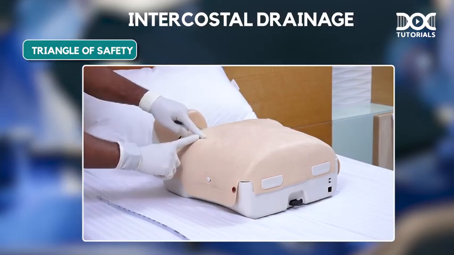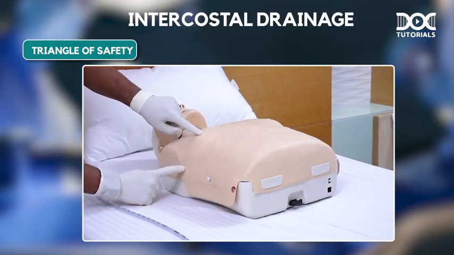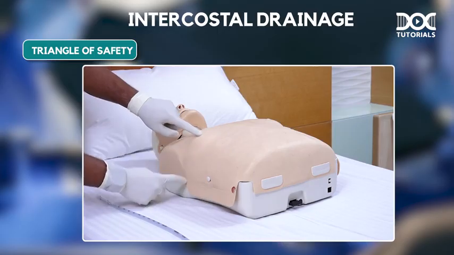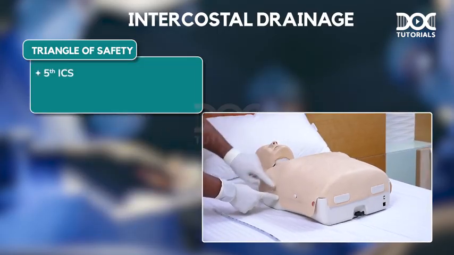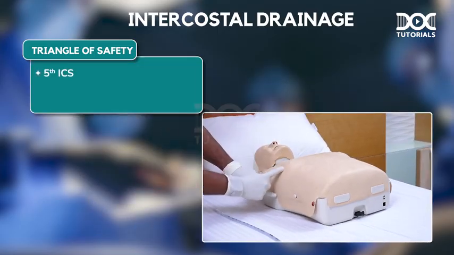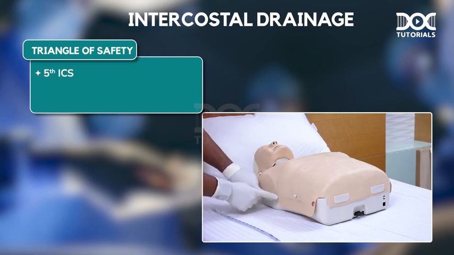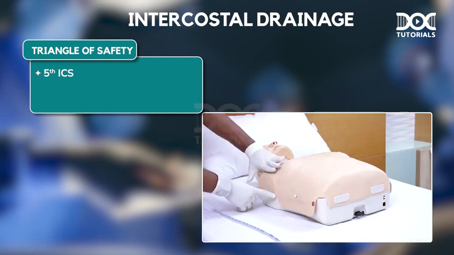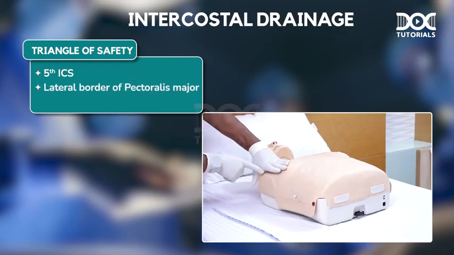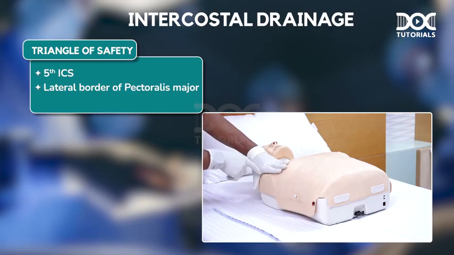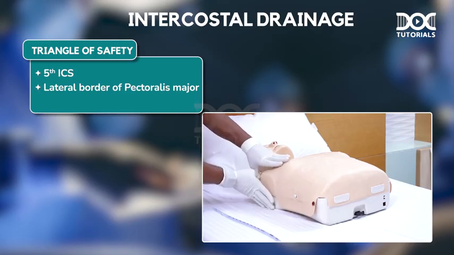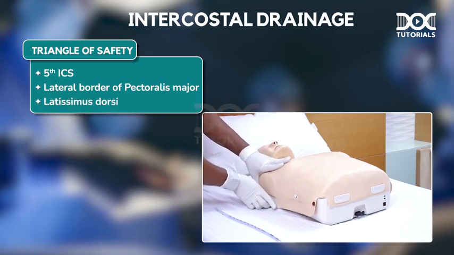So the one line running below is at the level of the nipple. You have a line running here. This is at the level of the fifth intercostal space. So at the level of the fifth intercostal space, at the level of the nipple, we have a line running here. This is the inferior boundary. And here at this point, we have the lateral border of pectoralis major. Okay, this is the lateral border of pectoralis major here. Another boundary. And here another boundary is the latissimus dorsi muscle.